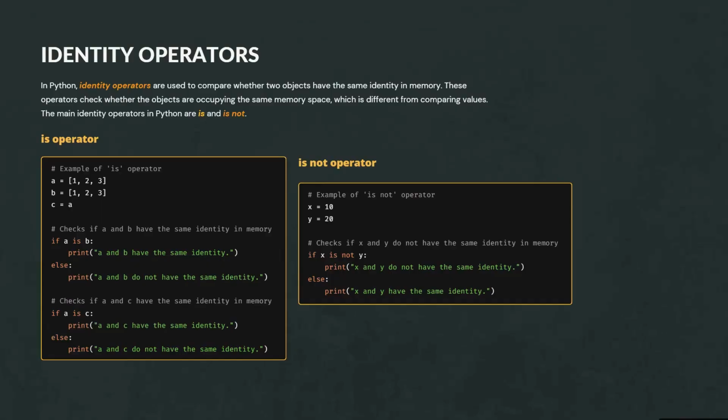First, let's clear this up. In Python, we have two different types of comparisons. One is value comparison, where we check if two things have the same content or not. And we have identity comparison, where we check if two things are literally the same object in memory. And for identity comparison, Python gives us two special operators, which are is and is not. Let's look at an example.